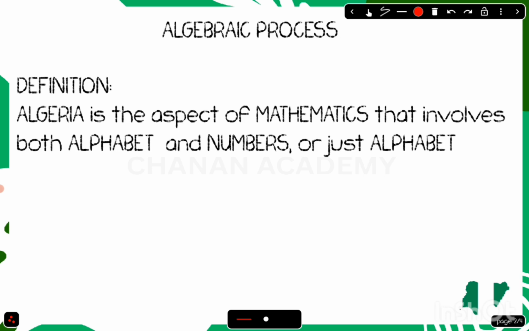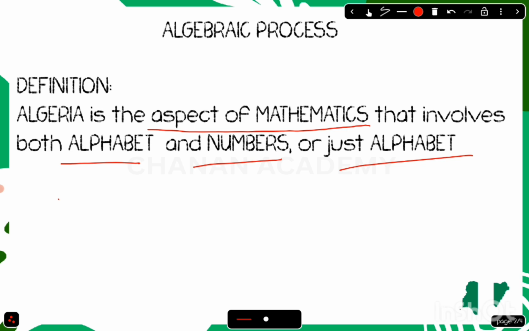Algebra is the aspect of mathematics that involves both alphabet and numbers, or just alphabet. So there are a few things you need to note in this definition. The first thing is that algebra is an aspect of mathematics that involves alphabet and numbers, or just alphabet. So anytime you see in an equation that the equation involves alphabet and numbers, or just alphabet, you bring your mind to algebra.